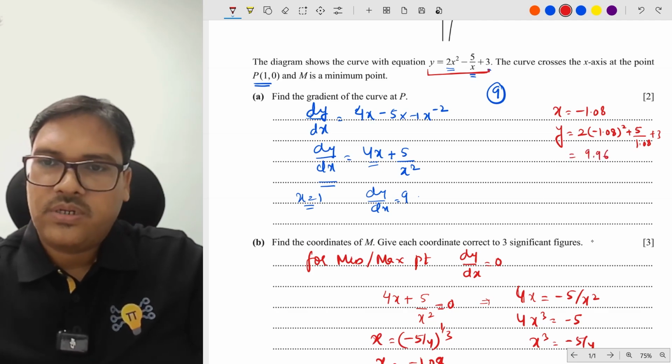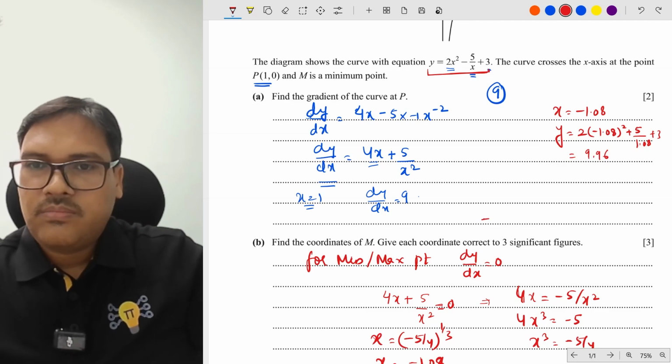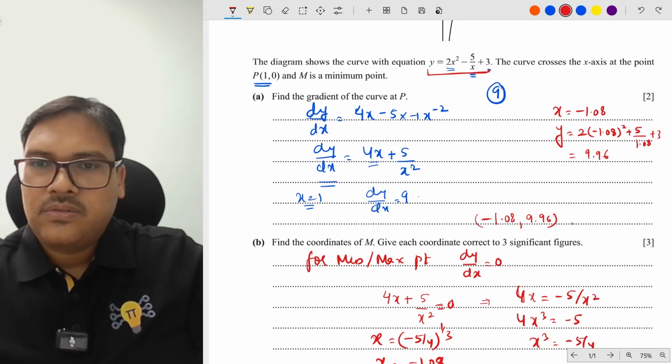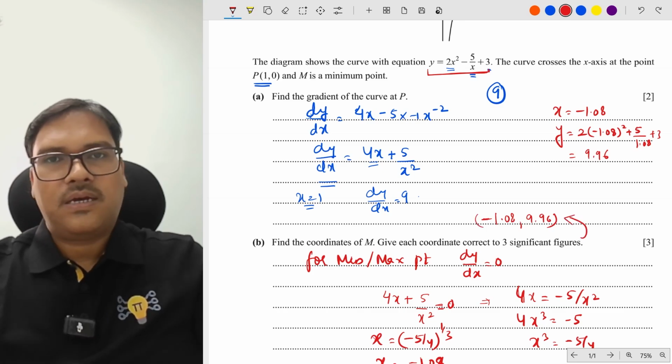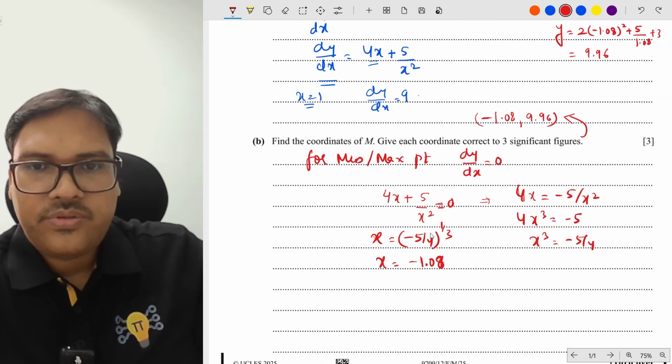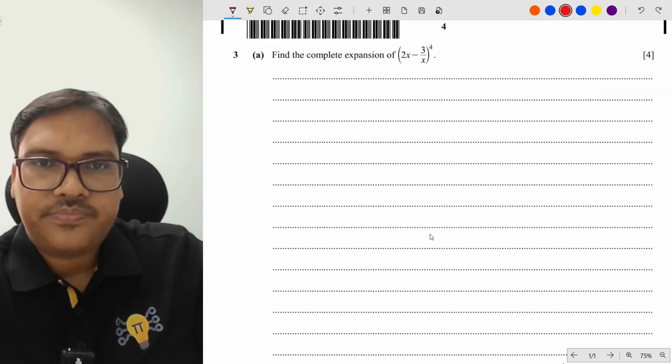So what is the coordinate? What is the answer for this? This is minus 1.08 comma 9.96. So that is the answer for this question. I hope this is clear. Okay. So this is a pretty easy question, standard question.